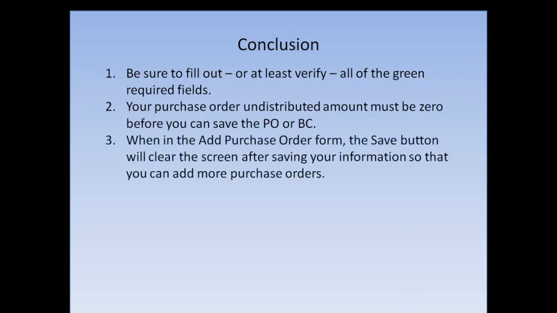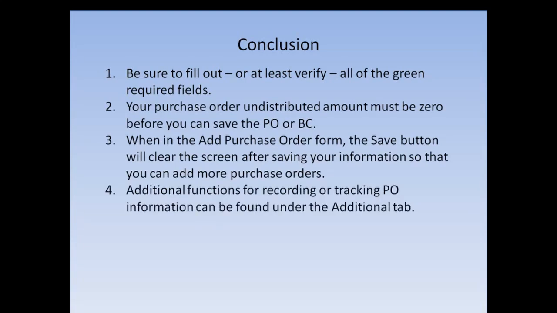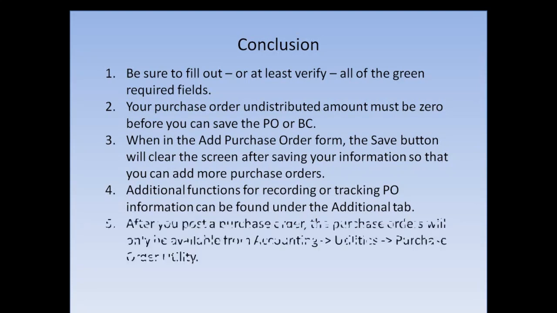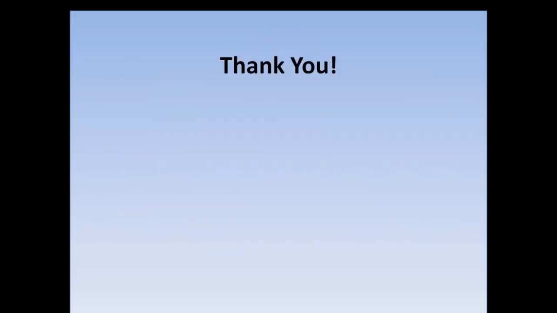3. When in the Add Purchase Order form, the Save button will clear the screen after saving your information so that you can add more purchase orders. 4. Additional functions for recording or tracking PO information can be found under the Additional tab. And 5. After you post a purchase order, the purchase orders will only be available from Accounting, Utilities, Purchase Order Utilities.